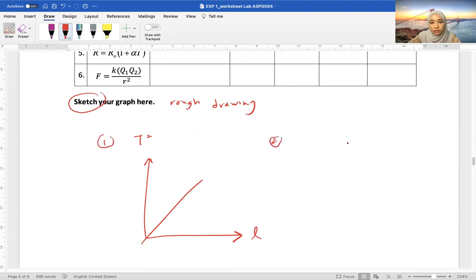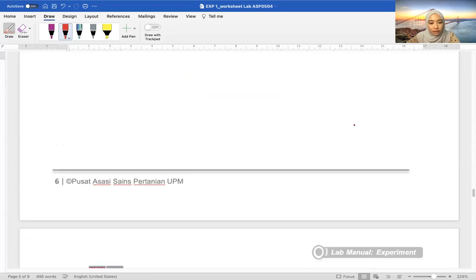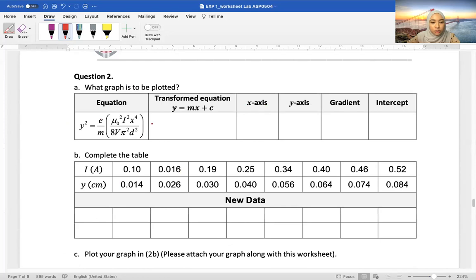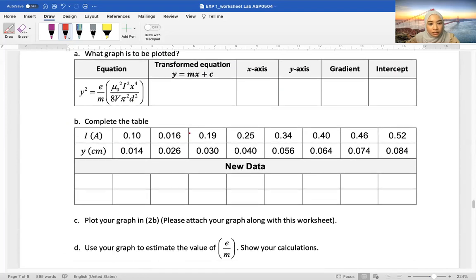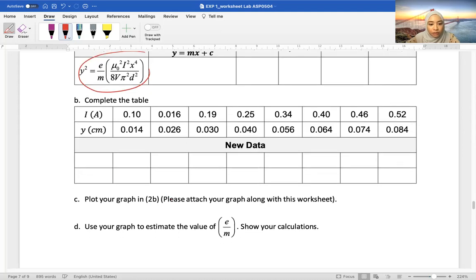And then number 2, number 3, buatlah sampai habis. So that is sketching. Then the next question is, what graph is to be plotted? Yang ni dia akan ajar korang how to transform the equation. Ada video nanti saya akan bagi. And then find out what is the x, what is the y, what is the gradient and the intercept. And then complete the table using the equation that you transform. Complete the table lah.